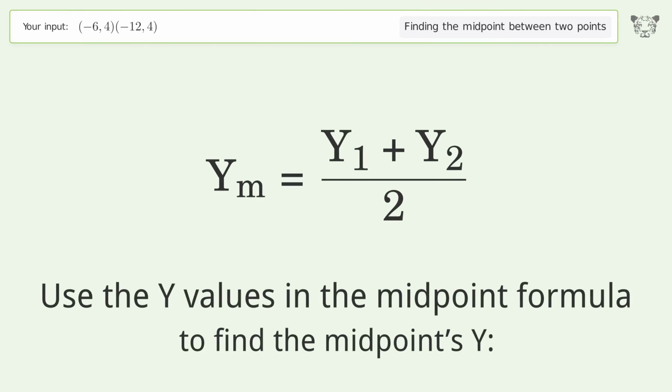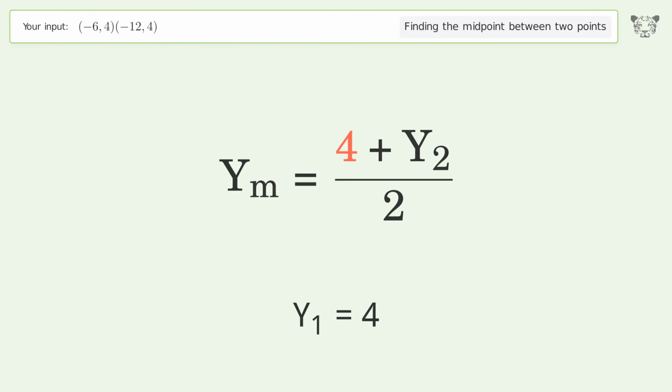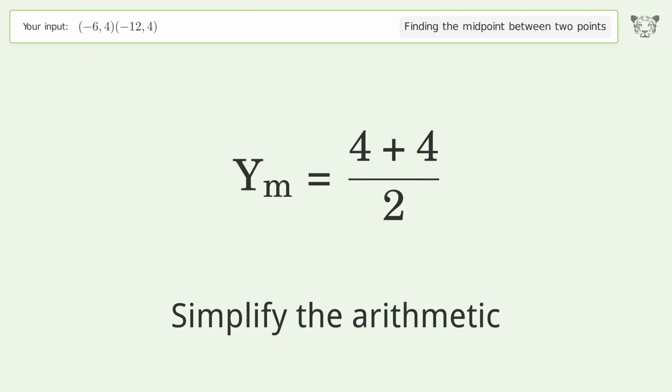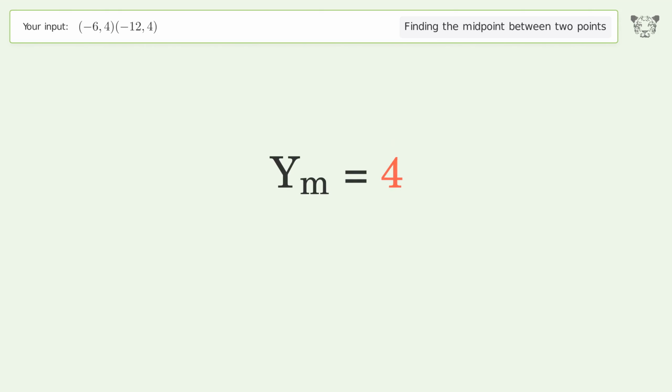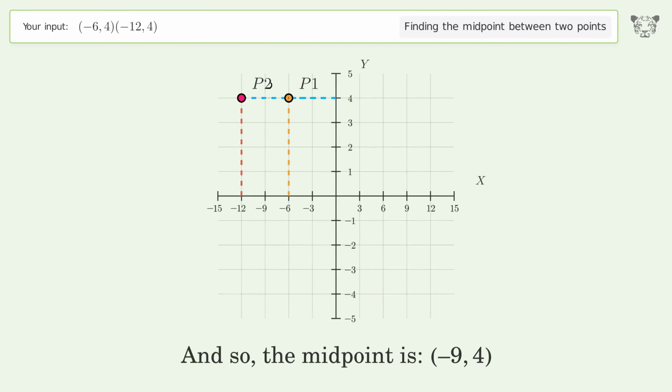Use the y values in the midpoint formula to find the midpoint's y. y1 equals 4. y2 equals 4. Simplify the arithmetic. And so, the midpoint is -9, 4.